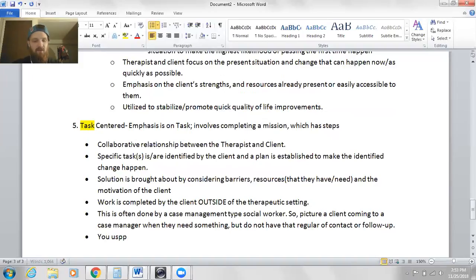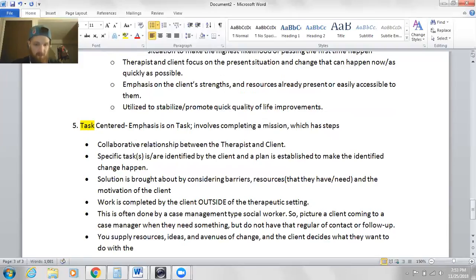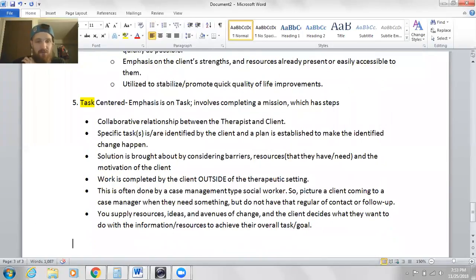So to boil it down, you supply resources, ideas, and avenues of change, and the client decides what they want to do with the information and resources to achieve their overall task or goal. So those are the two last ones that involved only the specific person.